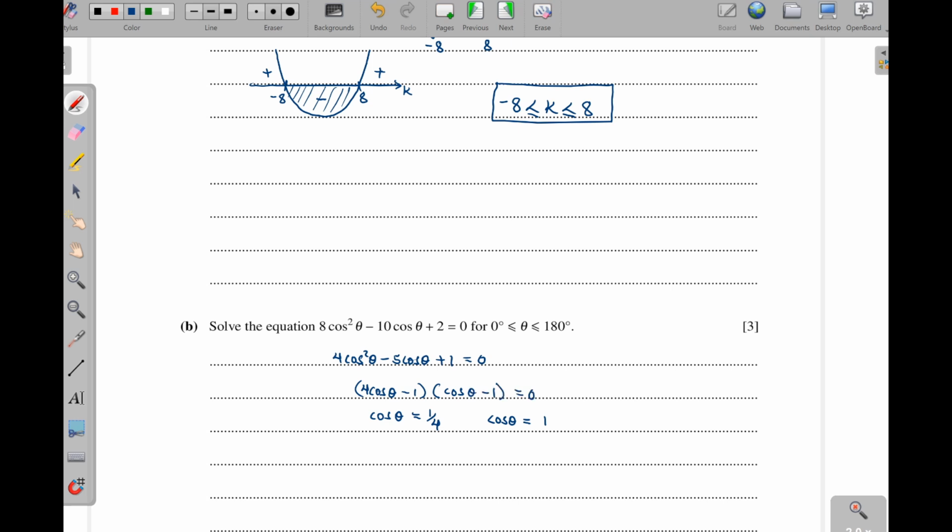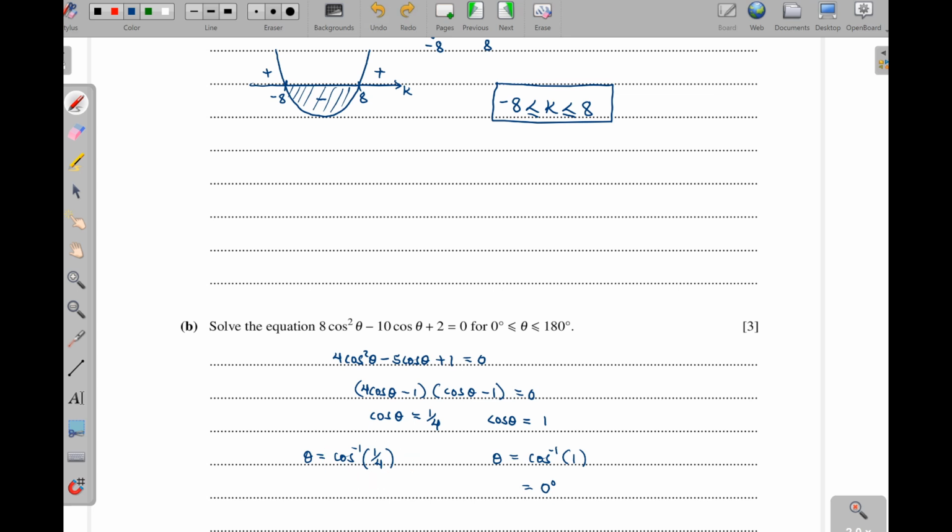Now theta here is going to be equal to the arc cos of a quarter, and then theta here is going to be the arc cos of 1. Now they want from 0 to 180. From 0 to 180, cos is positive. All of these ones are positive, and it is positive in the first quadrant and fourth quadrant. So we just put this in the calculator, and it gives us the acute angle, and also here, of course, you will get 0. So this one will give us a 0. Then there is also 360, but we shall only take the 0.